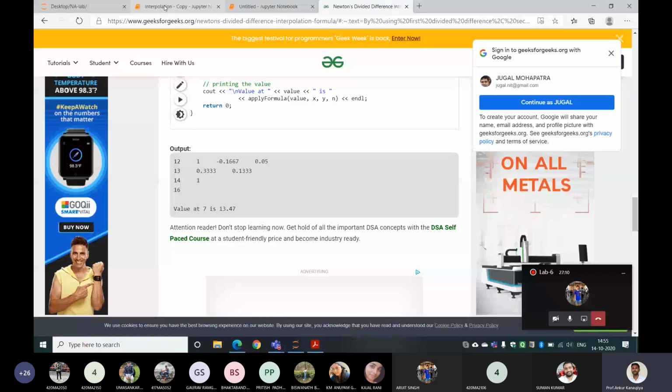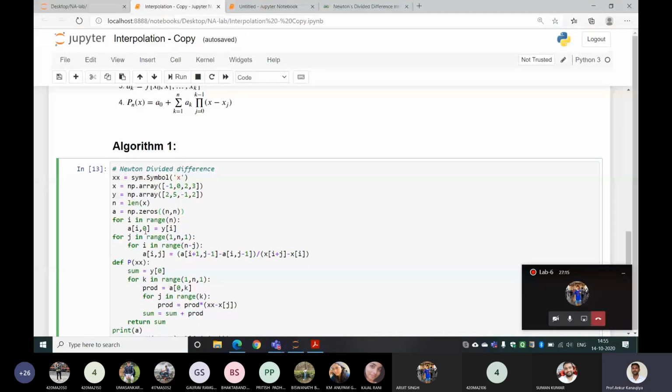So here it is written a i comma 0. This entry is for column, this entry for row. So for each row i in this range, that means I will start from 0. It will go up to n minus 1, but the counting will start from 0, so it will go up to 3 only. That's why it is written here range n. For all rows, this first column entry will become y of i. That means the first entry will be y0, then y1, then y2, and then y3. So I am putting this y value in this first column of divided difference matrix A.